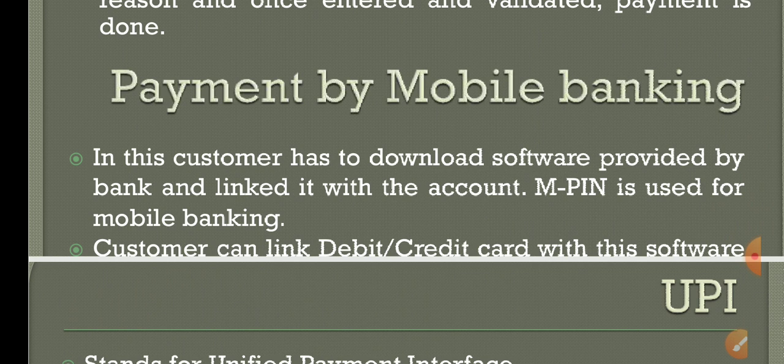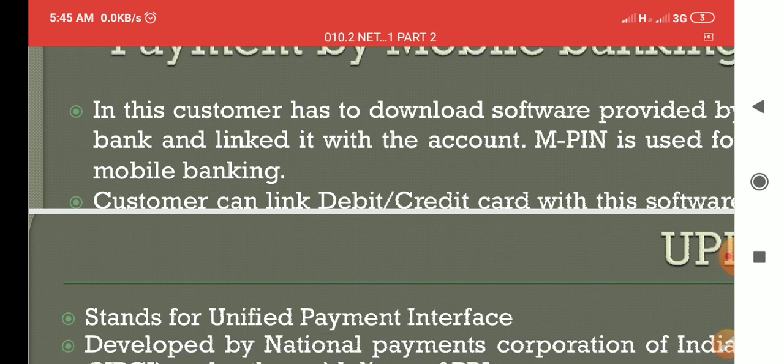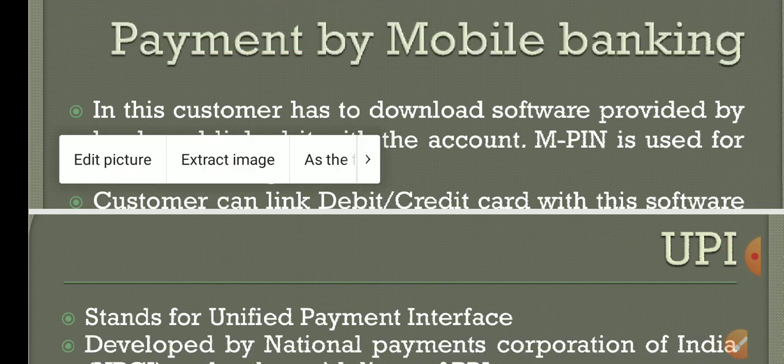and then we'll use MPIN, mobile banking PIN, for mobile banking. The customer can link a debit or credit card with this software, because each and every banking app will be providing this. So the customer can link the app with the credit card or debit card.